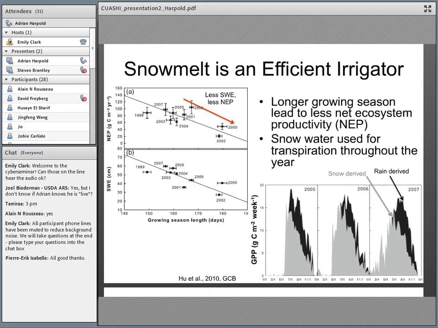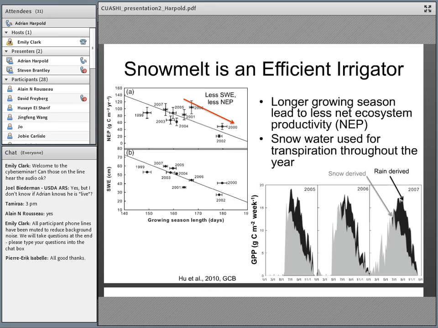So you're looking at snow water equivalent versus growing season length in the bottom of that two-panel graph. And you can see as snow water equivalent goes down, your growing season length actually becomes longer because snow melts earlier, the trees are allowed to turn on earlier, and your growing season is longer. But that actually leads to reductions in net ecosystem productivity. So longer growing season lengths lead to lower net ecosystem productivity. And this was kind of a counterintuitive result, except when you consider that these are water-limited systems.